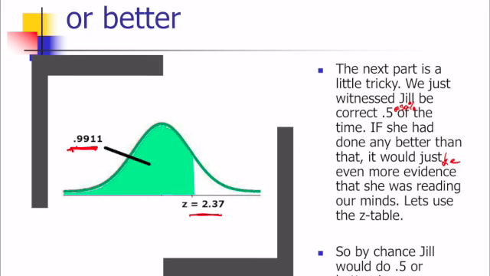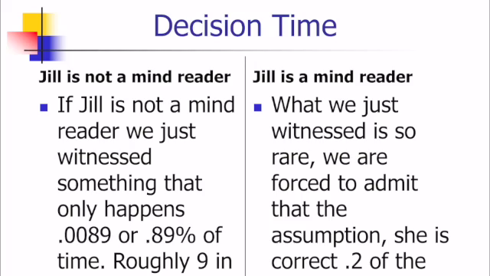So let's just use the Z table. By chance, the chance that Jill would get a 0.5 or better is going to be 1 minus the area under this normal curve, because we want to find the area right here. And we get the area of 0.0089. What does that tell us? If Jill is not a mind reader, we just witnessed something that only happens 0.0089 or 0.89% of the time, so roughly 9 in 1,000. If Jill is not a mind reader, what we just witnessed is so rare that we're forced to make the assumption that she really is a mind reader, and she's going to be correct more than 0.2 of the time.